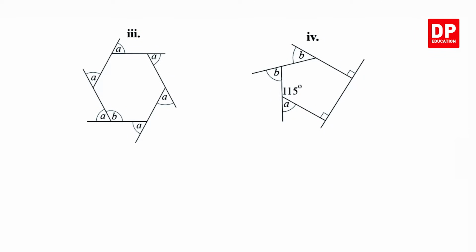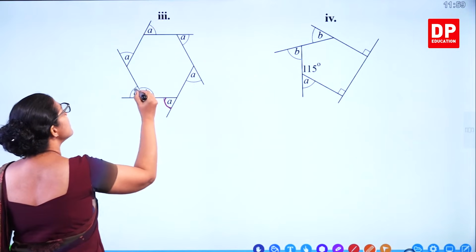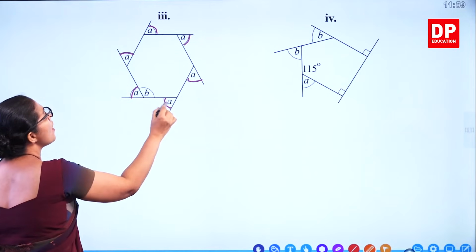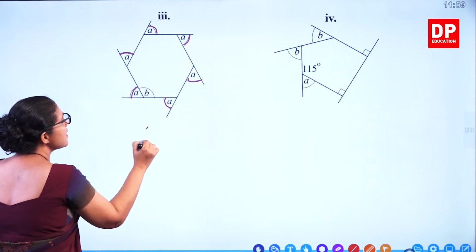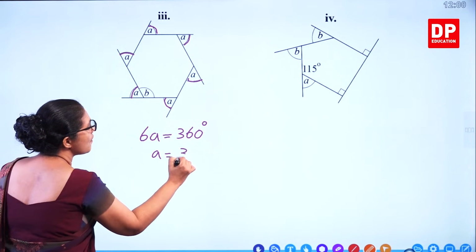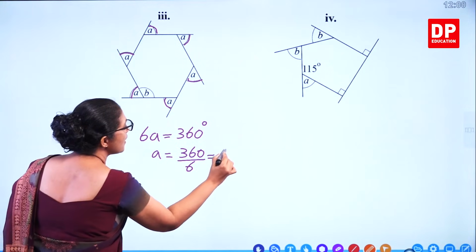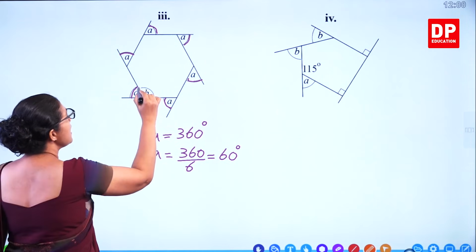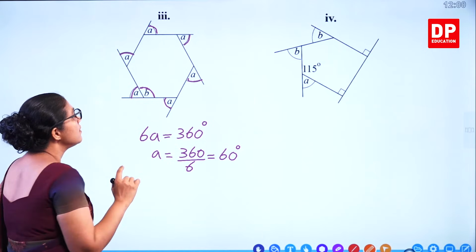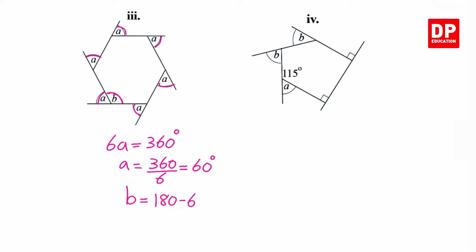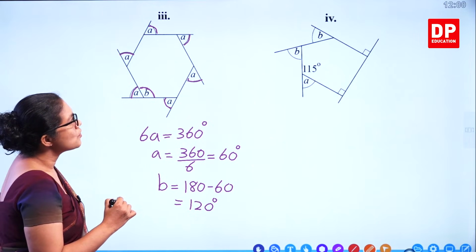This diagram, this is one exterior. This is another. Third one, fourth one, fifth one, sixth one. So how many? 1, 2, 3, 4, 5, 6. 6A becomes 360. So what's A? Divide by 6. You get 60 degrees. Now you found the A angle. So what's the B angle? This is one straight angle. So B equals 180 minus 60. That's 120 degrees.